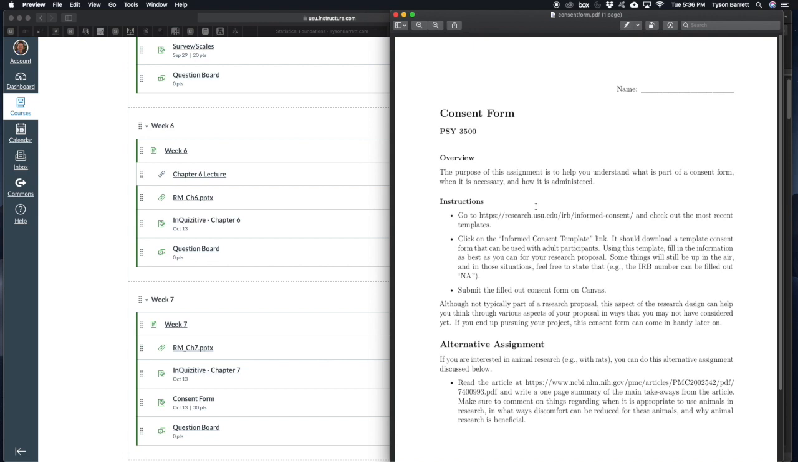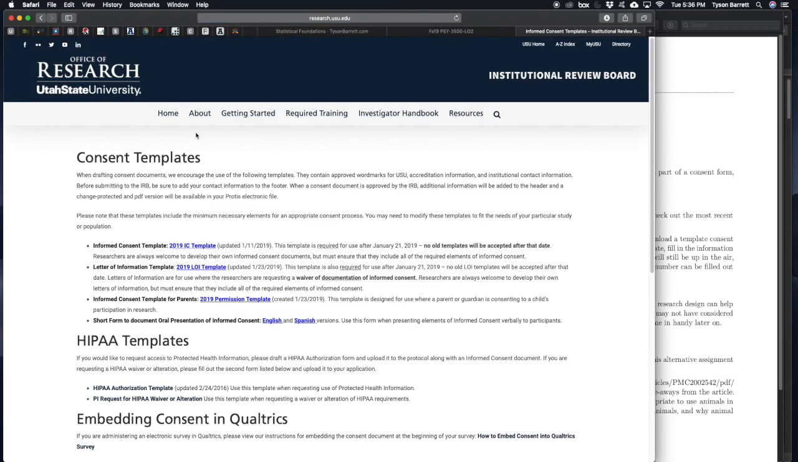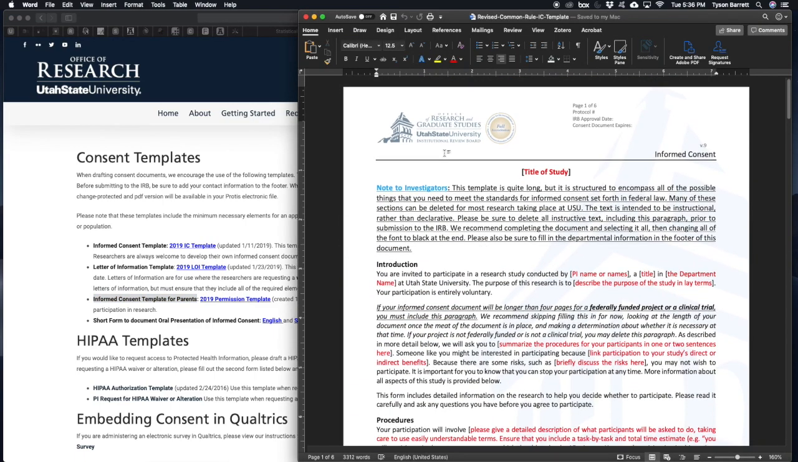So even though it's not typically part of a research proposal and you won't include this part in your proposal per se, it is an important step for you to see how these things happen. USU actually has theirs. If you click on this link that I have in the PDF, it'll take you here. For the most part, we're going to be using this one. If you're using kids, you can use this one that specifically talks to parents so they can give consent for their kids. If you click on this, it will download this.